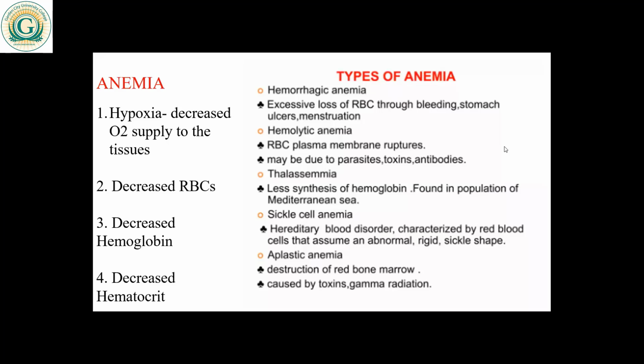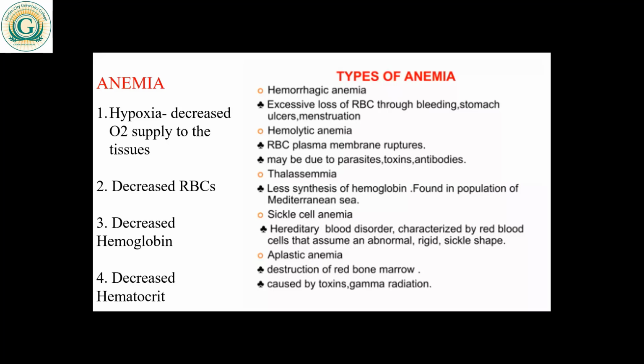Then we can also talk of thalassemia. Thalassemia is hereditary. It's a condition whereby you have less synthesis or production of hemoglobin, and it's genetic, and it's found in populations of the Mediterranean Sea. And you can have one or two conditions where there is production of red blood cells, all right, but within the red blood cells, we have little hemoglobin in there, or the concentration of hemoglobin in the red blood cell is not normal.